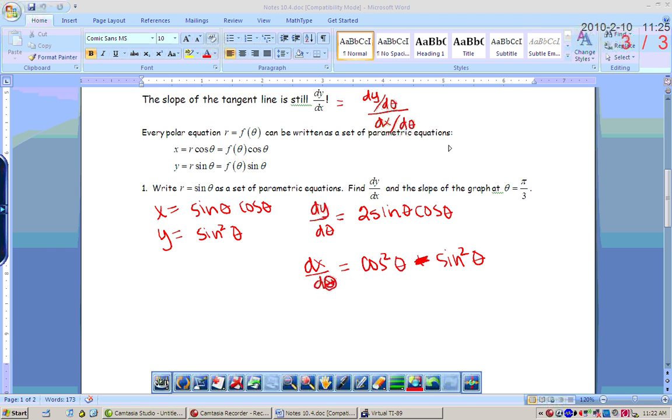That actually is not negative 1. I know where you're getting that, though. Sine squared plus cosine squared equals 1 because of the big daddy. But it'd have to be negative cosine squared minus sine squared to equal negative 1. So that doesn't work. So unfortunately, dy dx is 2 sine theta cosine theta over cosine squared theta minus sine squared theta.